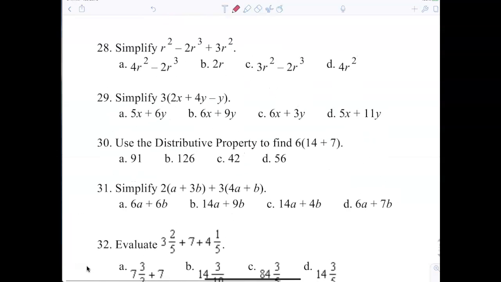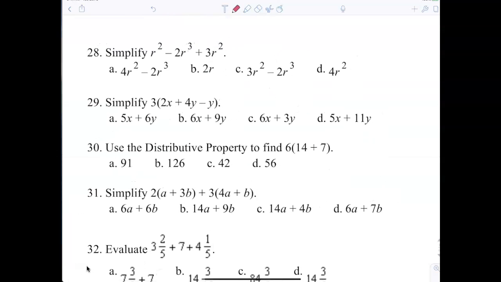All right, 28. Combining like terms. 1r squared plus 3r squared gives me 4r squared minus 2r cubed. Correct answer, A. Everybody good with that? All right, let's get 30.